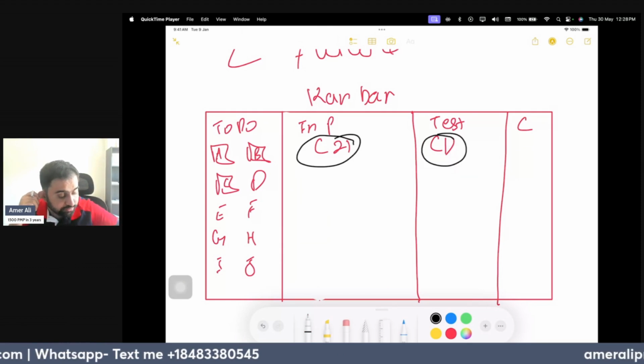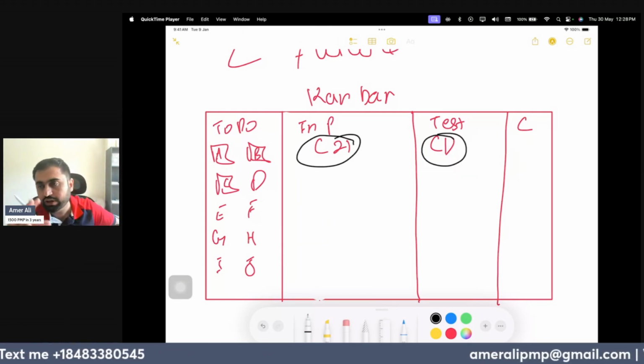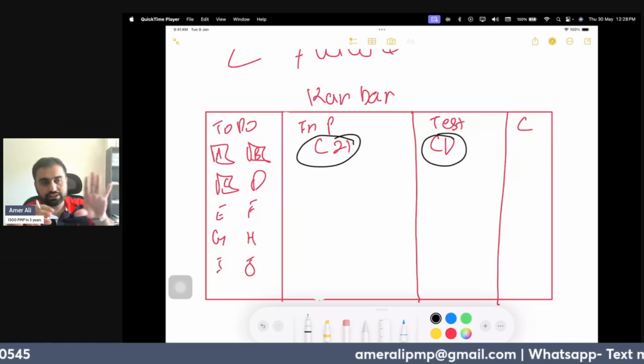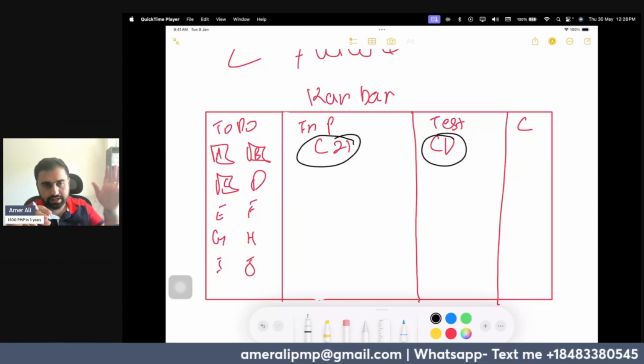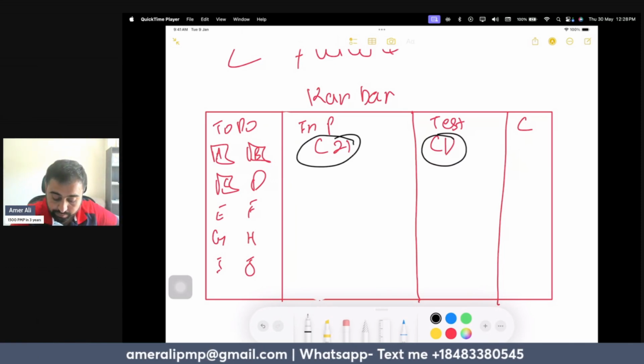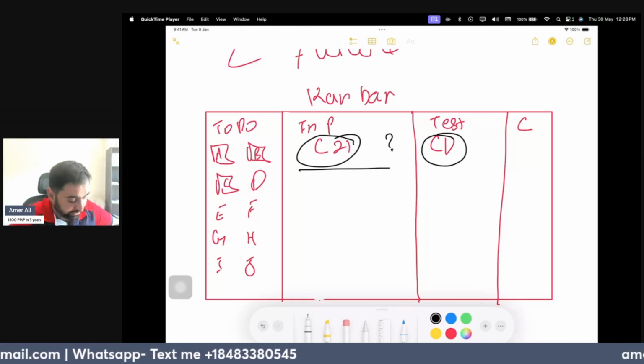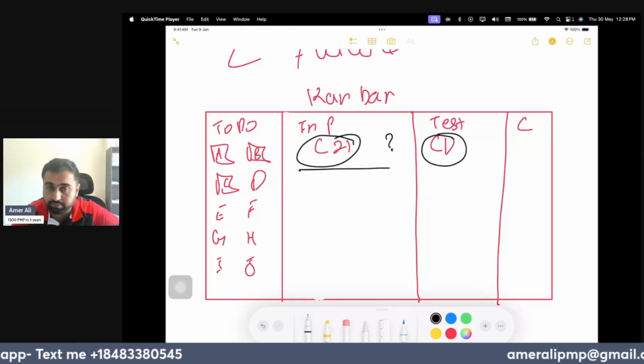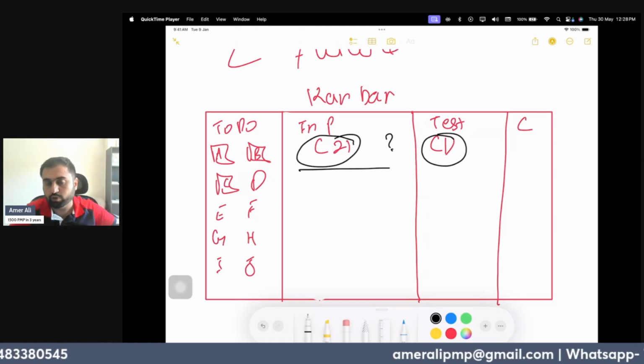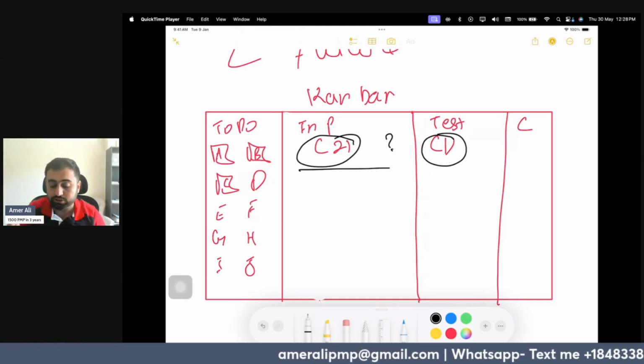Put in the chat box: what does this 2 mean and what does this 1 mean? So 2 is work in progress, the maximum that you can do, and 1 is also work in progress, which means 2 user stories can be there.